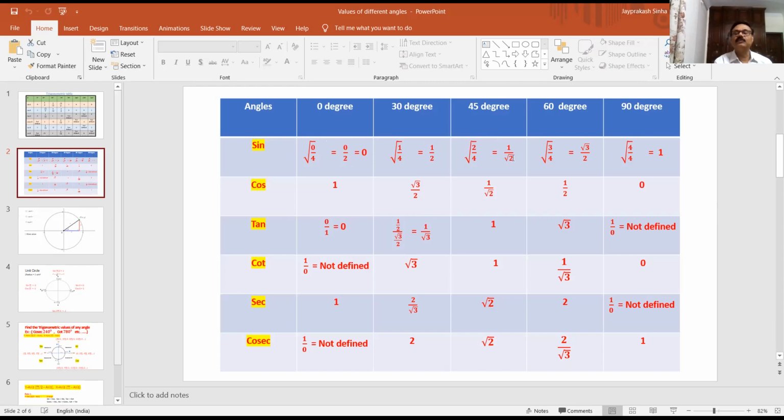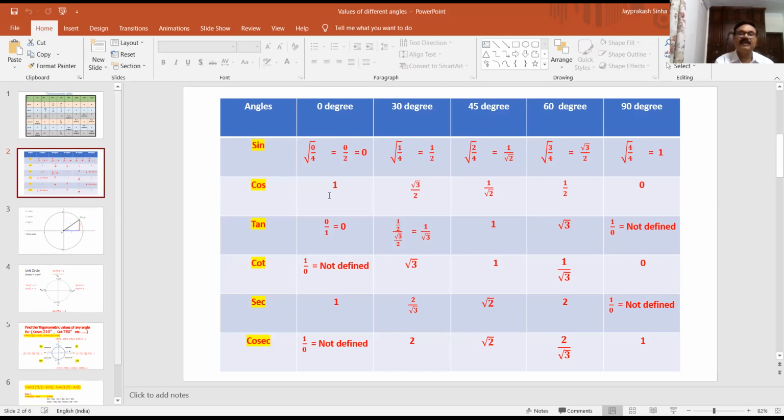Sine 45 degree is equal to 1 by root 2. Sine 60 degree is equal to root 3 by 2. And sine 90 degree is equal to 1. If you want to find the values of cos, what you have to do? You write these values in reverse order. Means first of all, you write 1, then root 3 by 2, then 1 by root 2, then 1 by 2, and then 0. Okay, so this will give the values of cos.